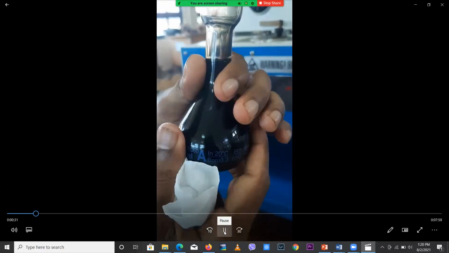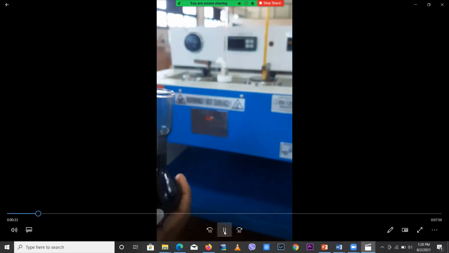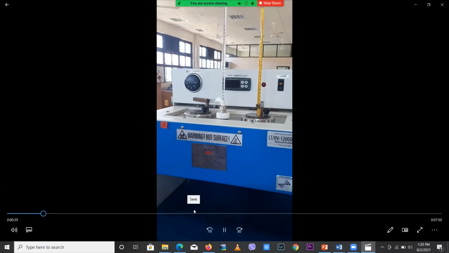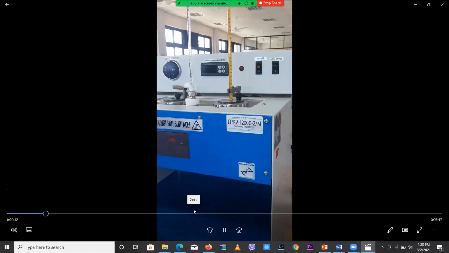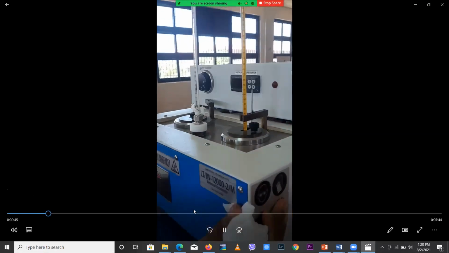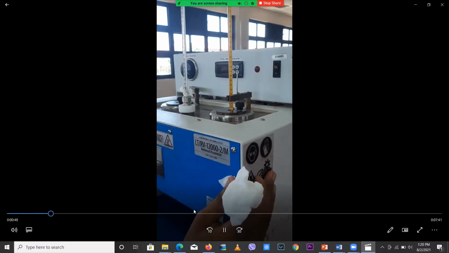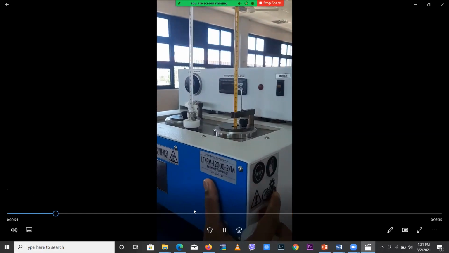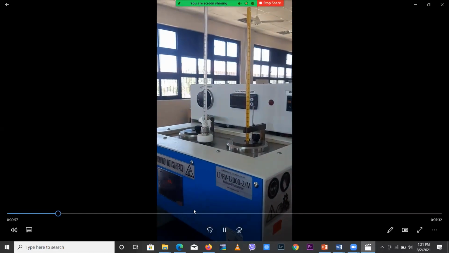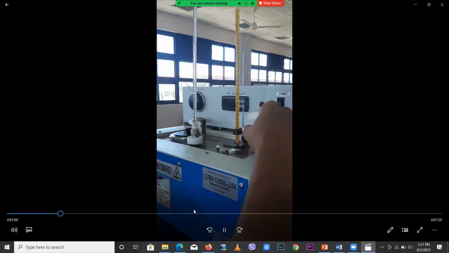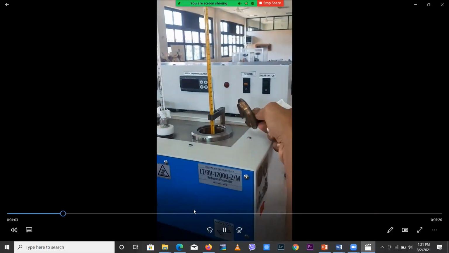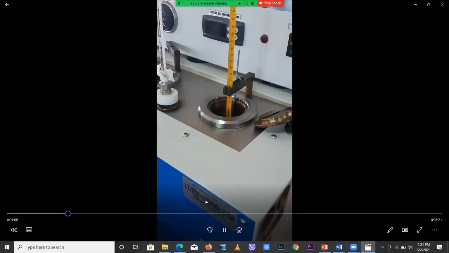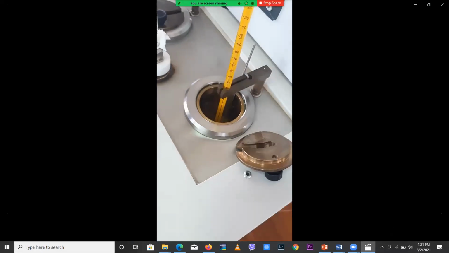Using this apparatus, we are going to find out the viscosity of the used oil. To find out the viscosity, we have to heat up this sample at different temperatures and measure the time to collect this 50 milliliter sample. Now we have to fill this sample into this cup, so I am going to pour this sample into this cup.